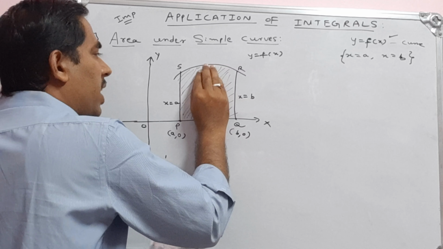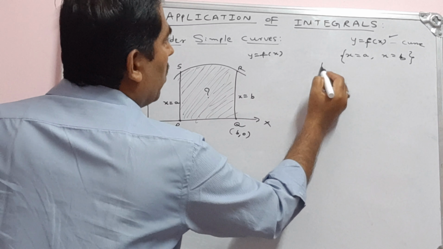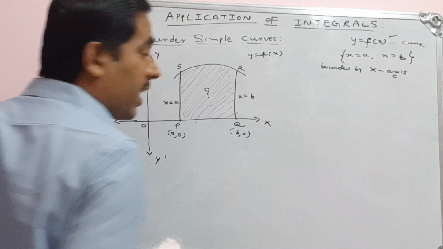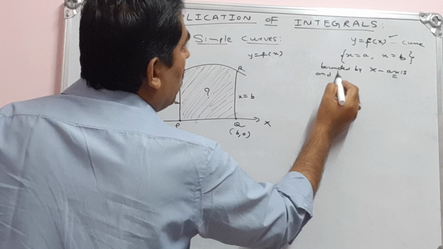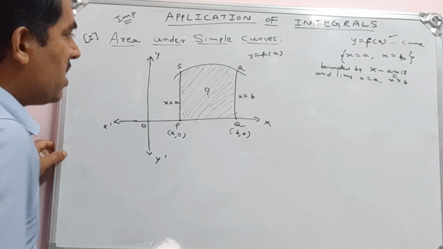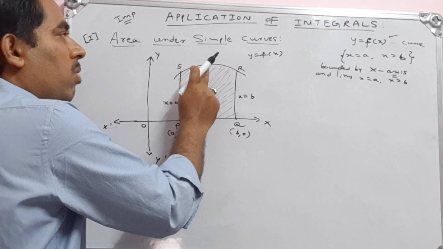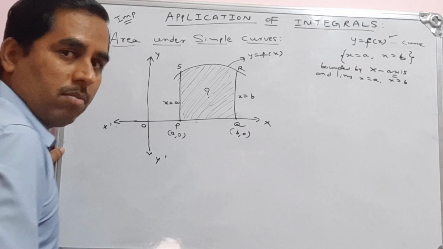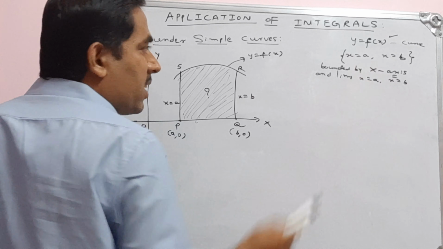So if you want to find out the area which is bounded by the x-axis, observe this point, this is the x-axis, bounded by the x-axis and the lines, as I already told, the lines x is equal to a and x is equal to b. Of course, they are vertical lines. So if we want to find the area bounded by the curve, this is a curve, the x-axis and the lines.